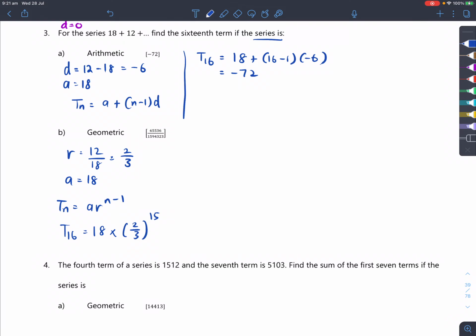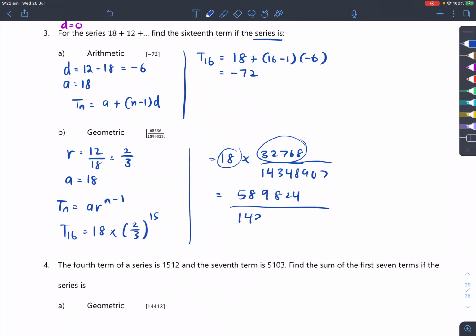Okay, but in order to do this really well, all you have to do is do 2 to the power of 15 first. Okay, that will give you 32768, and then 3 to the power of 15, which gives you 14348907, and then just times 18 to the top. So 18 times 32768 gives you this number.